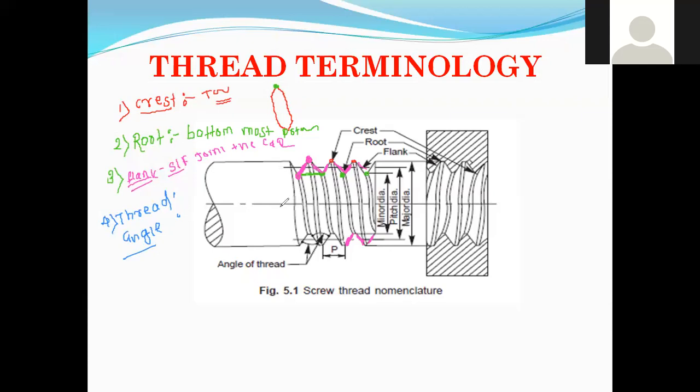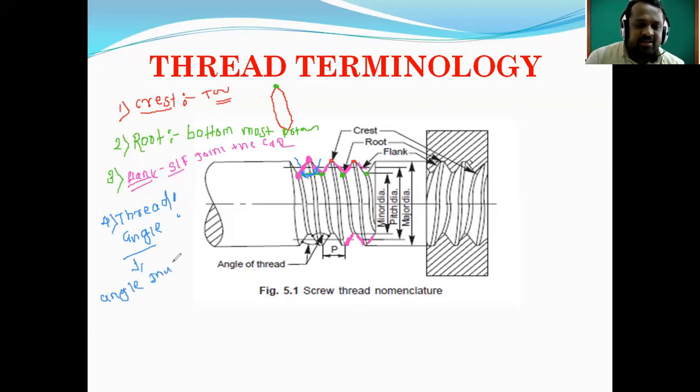Angle between two flanks. Good, very nice. See, this is one flank, this is the second flank, and whatever angle you are looking at here is called the thread angle. The thread angle is the angle included between two flanks. Whatever angle is in between those two flanks is called the thread angle. See, this is the thread angle. So understood?